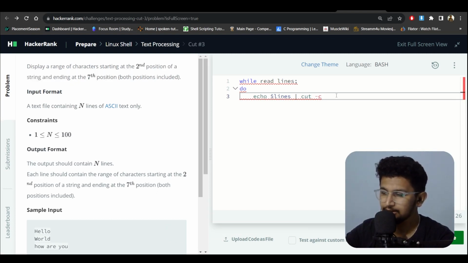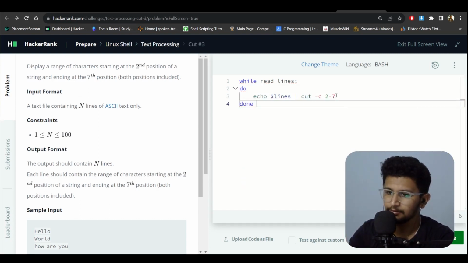They are not saying second and seventh. They are saying starting at this position and ending at this position. So 2-7, that will be 2 to 7, and I'll say done.